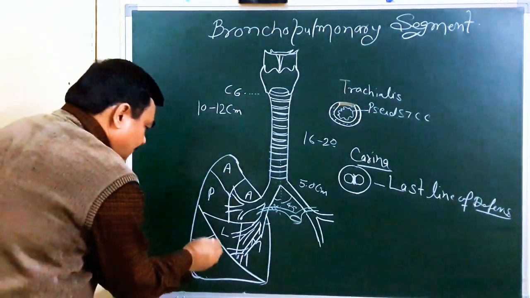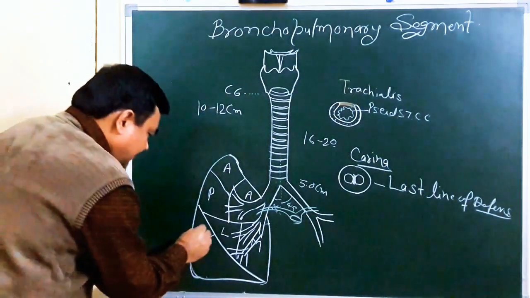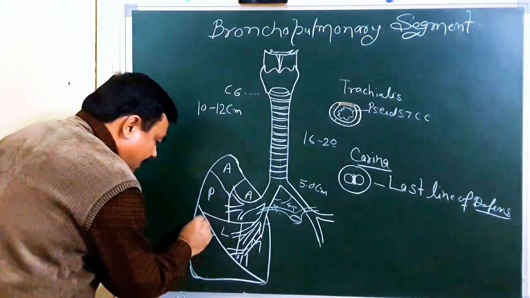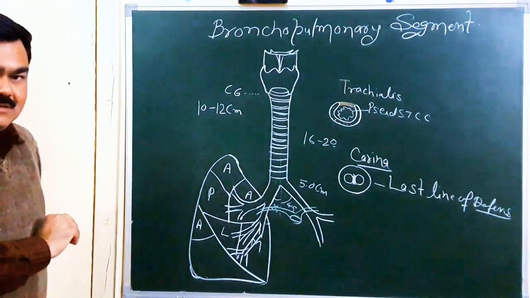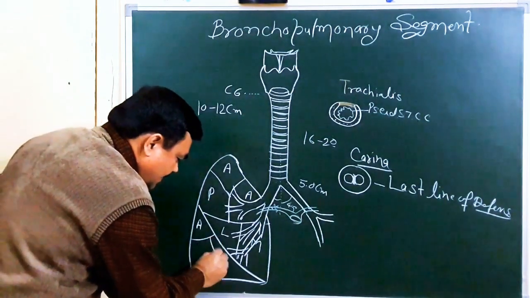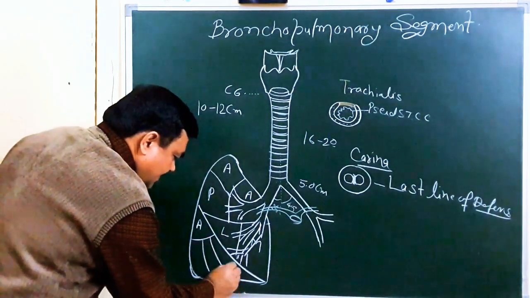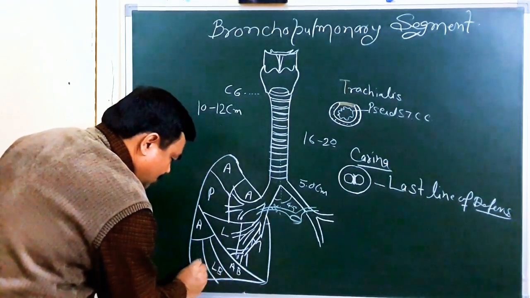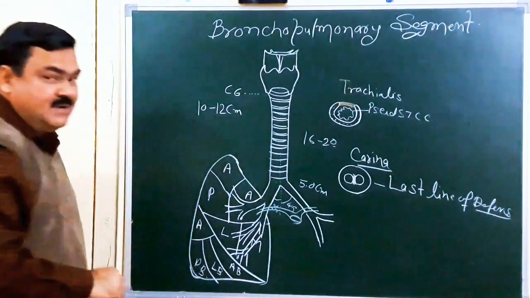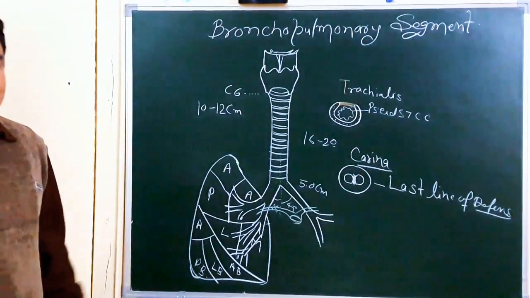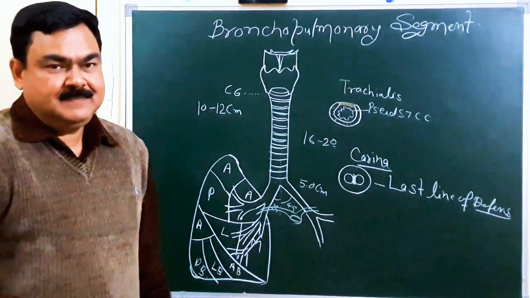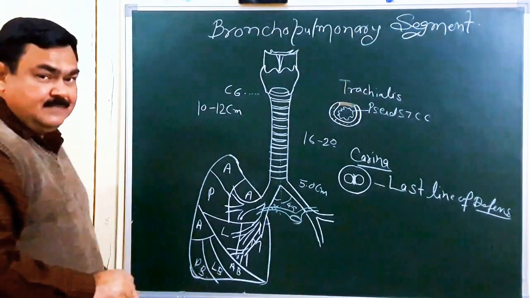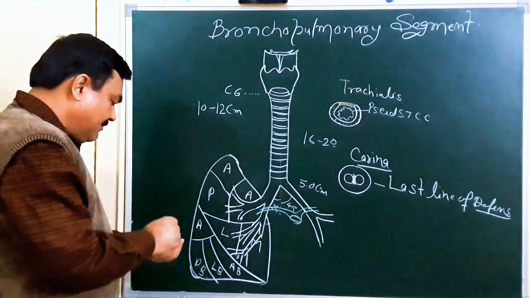Lower lobe has 5 bronchopulmonary segments. This segment is apical or upper segment. This is anterior basal, this is lateral basal, this is posterior basal bronchopulmonary segment. In this view, medial basal is not present. Medial basal is hidden. So number wise, this number is internationally accepted.